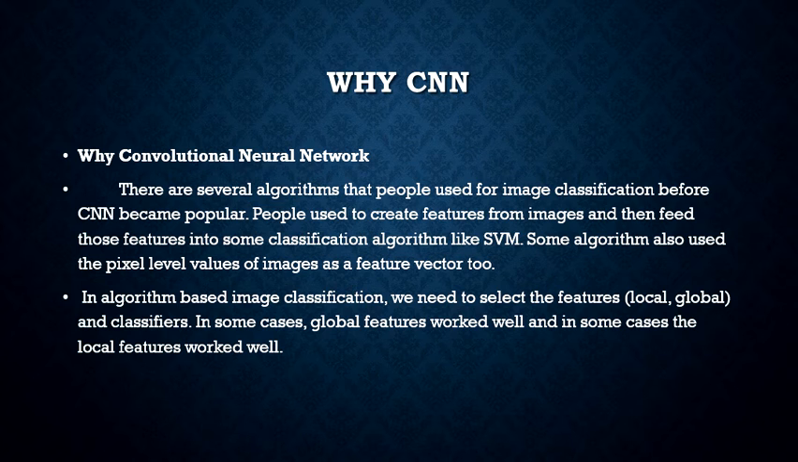People used to create features from images and then feed these features into a classification algorithm like SVM. Some algorithms also use pixel values of images as a feature vector. But the main reason behind CNN is that feature engineering is not required. Before CNN, we needed to spend so much time on feature selection and feature extraction algorithms. When we compare handcrafted features with CNN, CNN performs well and gives better accuracy. It covers local and global features, and also different features from images. That's why we chose convolutional neural network for our project.